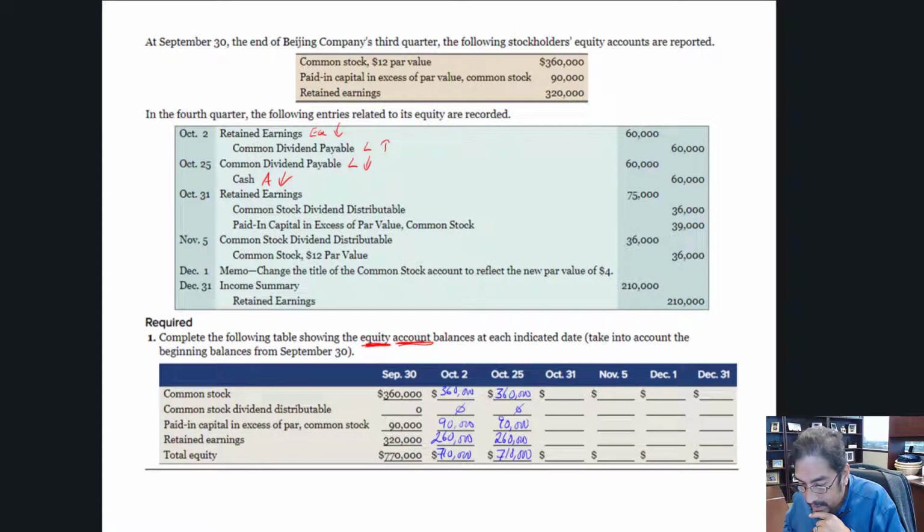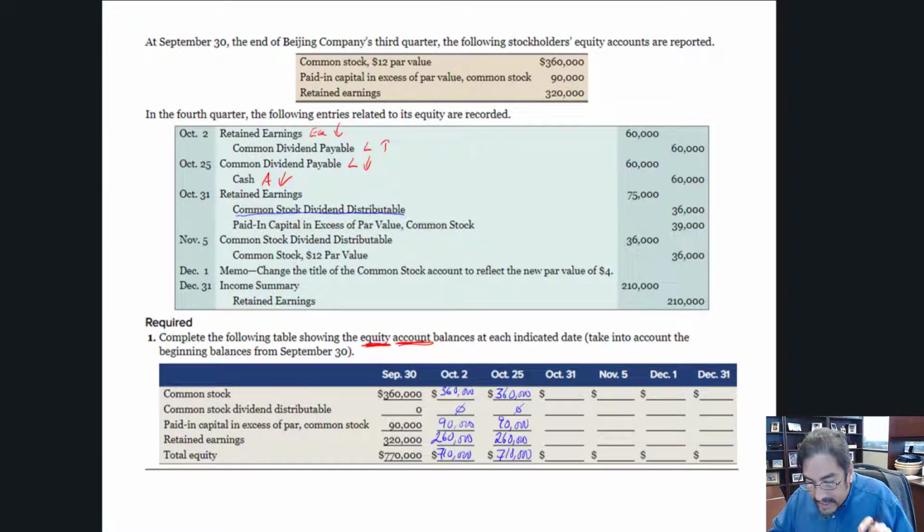So when we're hitting common stock dividend distributable, that's what we're eventually going to put into the common stock account for the additional shares that we're issuing, because this is a stock dividend. A stock dividend is when we issue new shares and pass them out to our shareholders in the same proportion of ownership interest that they already have. So if you own 10 shares, maybe I give you one more share for every 10 shares.